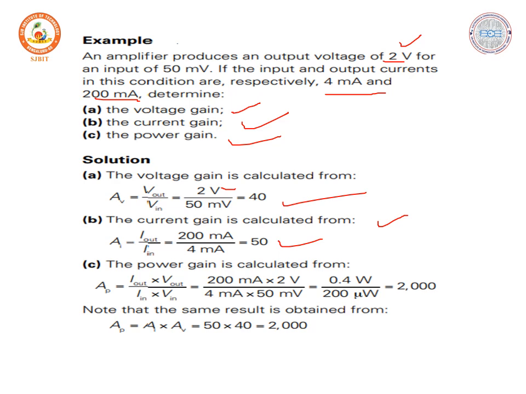The power gain you can calculate by two methods: find the power output and the power input and substitute them. Otherwise, we already know that the power gain is the multiplication of voltage gain into current gain. Using that, since voltage gain and current gain are already calculated, we can write 50 into 40 is equal to 2000.